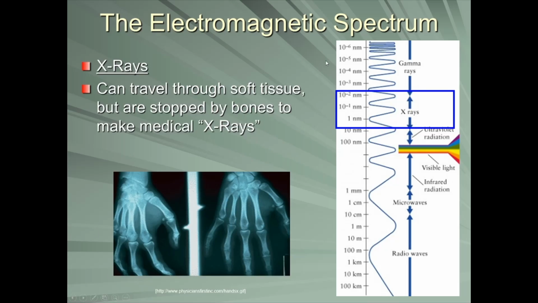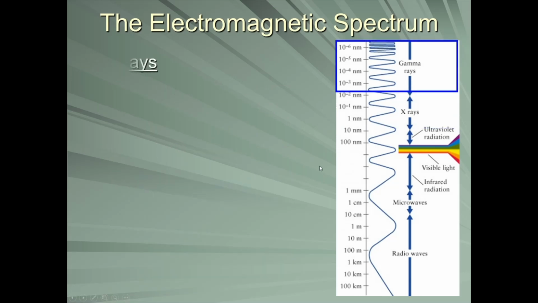That's basically what we use X-rays for, nothing more than that. But we also use them in airports to inspect luggage. I'm sure you've seen the TSA images where they scan your luggage or your bags to make sure there's nothing harmful in those bags.